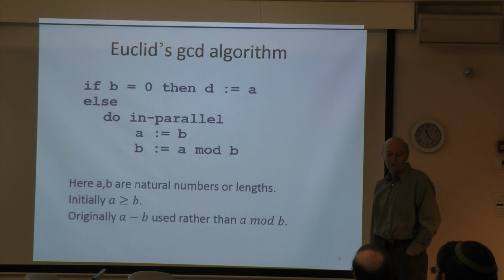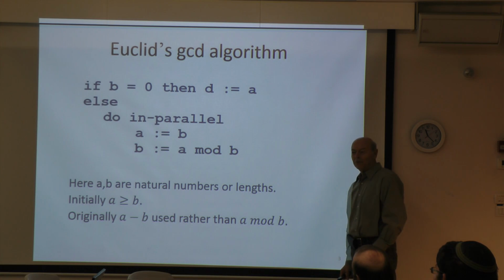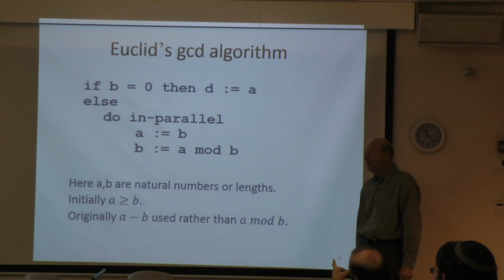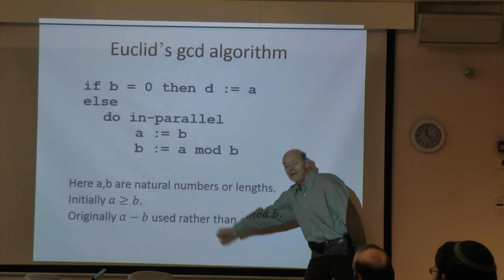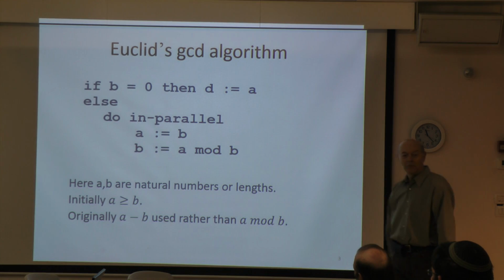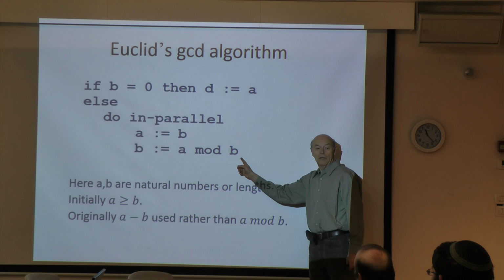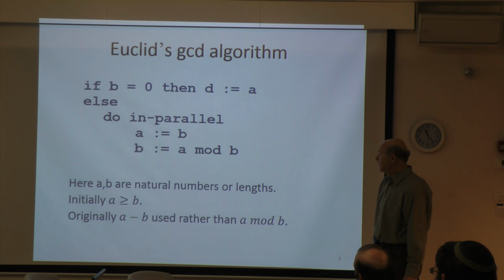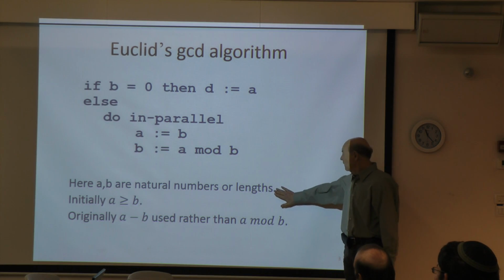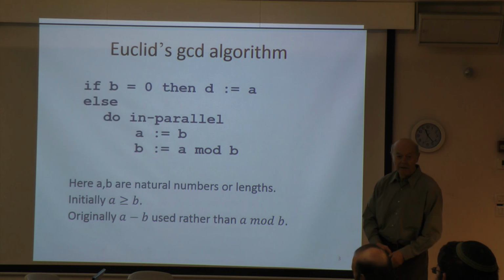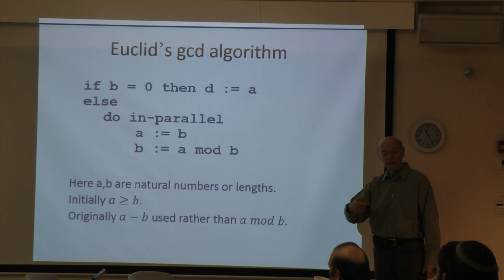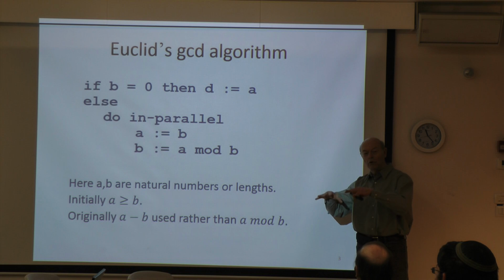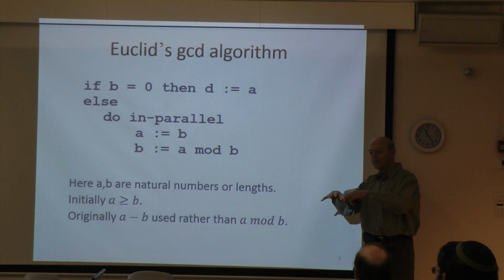They describe it in words. Now, if you write it in C, you should be careful not to do it in parallel. But he also probably wrote A minus B. Yes, the original algorithm was A minus B instead of mod. So this is a more efficient version. But I want to emphasize that there are two algorithms there. With natural numbers, it always terminates. With lengths, it does not necessarily hold. It holds only if the two lengths are commensurate.